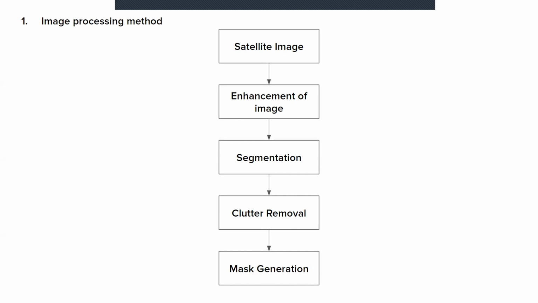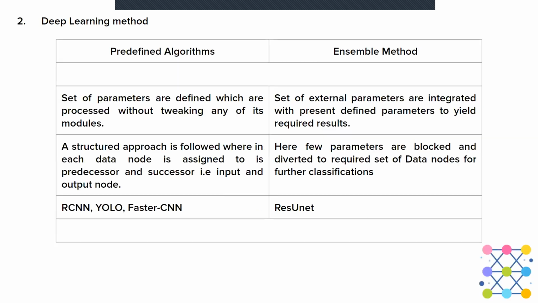So probably, according to the model, the black color will show the river, and the white color will show the area around the river, or we can say the area which doesn't have any water bodies in it. The second is the deep learning method. Here two more sub methods are available. The first one is the predefined method and the second is the ensemble method.